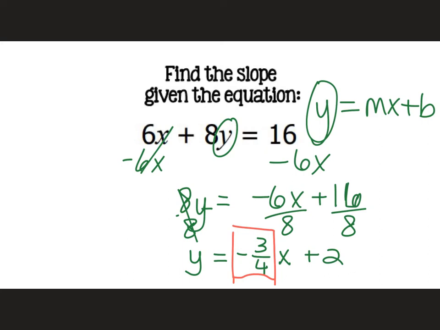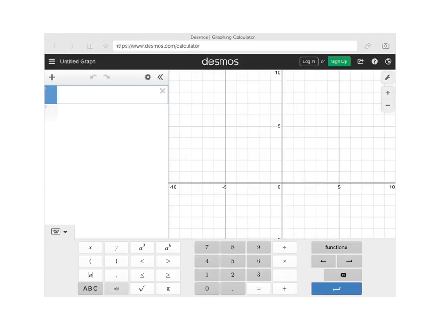Negative 3/4 is our slope. And just to show you, let's graph it in Desmos again. Let's see, it's going to load. The equation is 6x plus 8y equals 16. I've done this a few times today. You'd think I'd have it memorized, right?